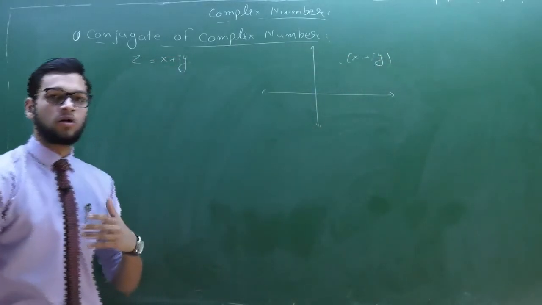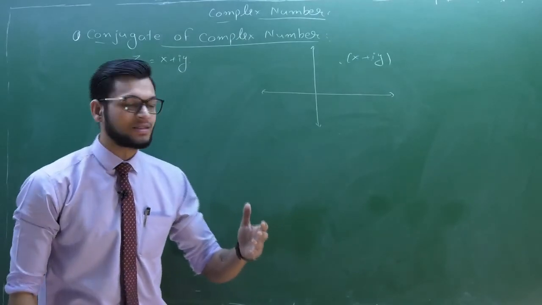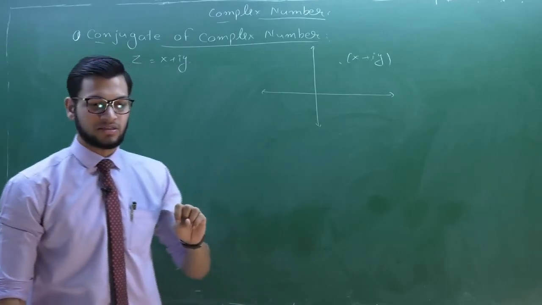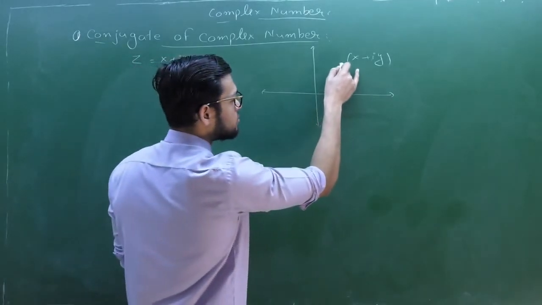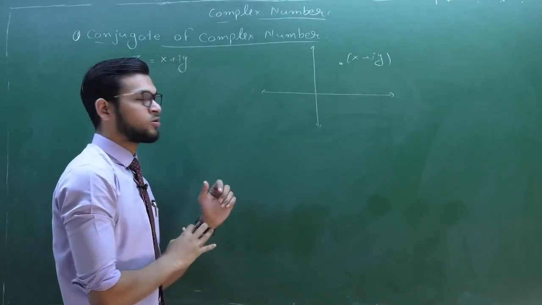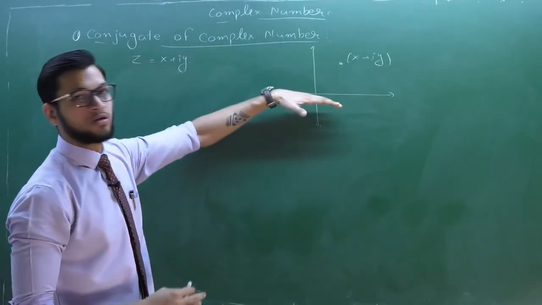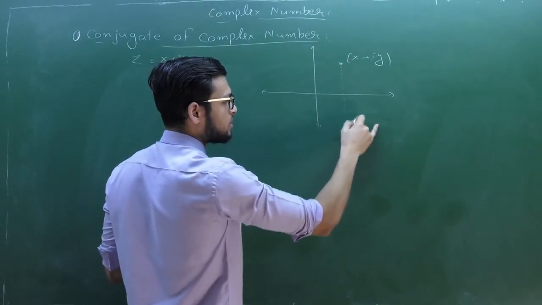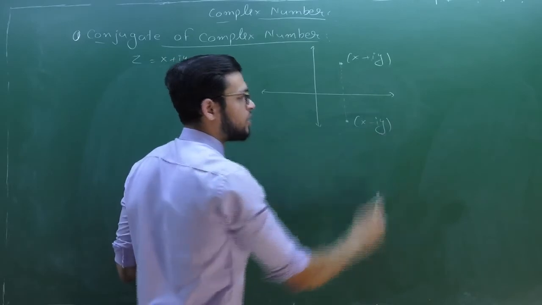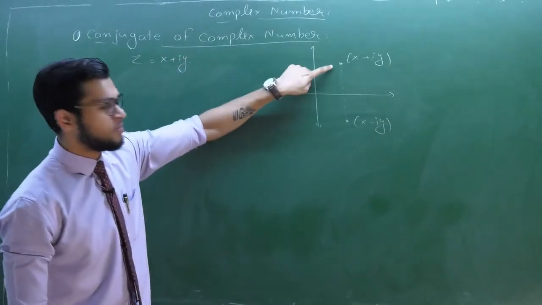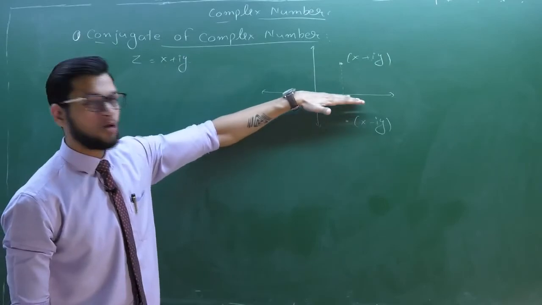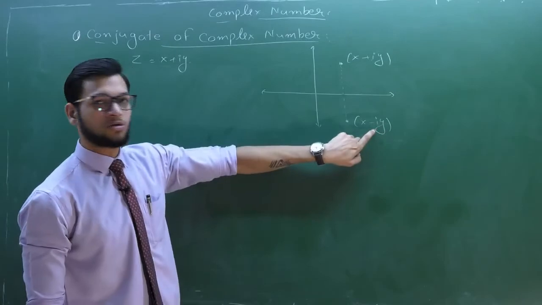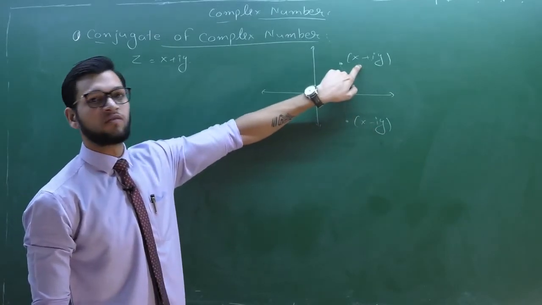It means horizontal movement in the positive real axis and vertical movement in the positive imaginary axis. Now if you take the mirror image of this point about the real axis, then we have x minus iota y. This complex number is called the conjugate of the original complex number.